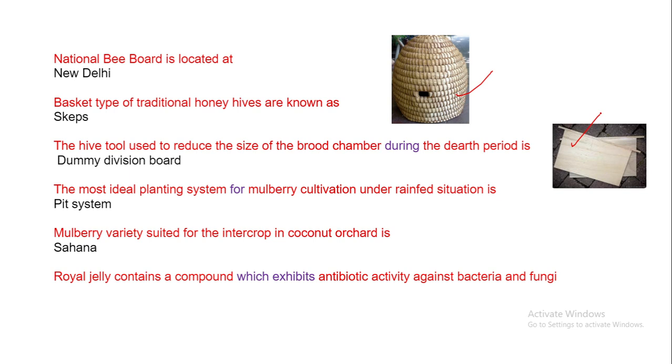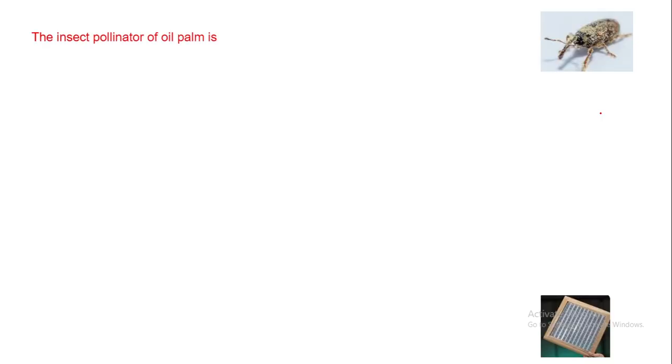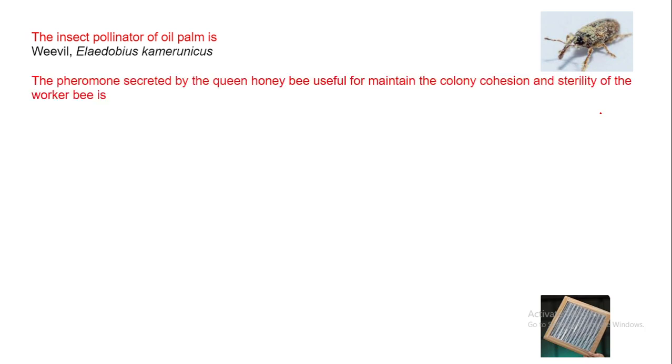Royal jelly contains a compound which exhibits antibiotic activity against bacteria and fungi, that is 10-hydroxydecenoic acid. The insect pollinator of oil palm is the weevil Elaeidobius camerunicus. The pheromone secreted by the queen honeybee, useful for maintaining colony cohesion and sterility of the worker bee, is queen substance.